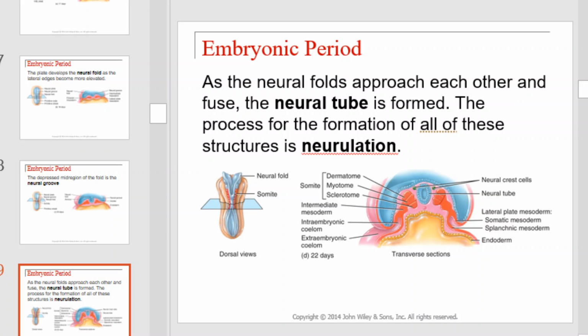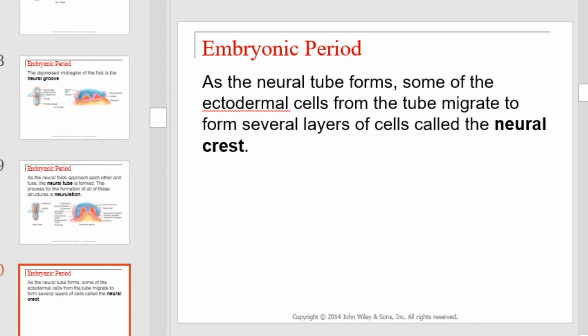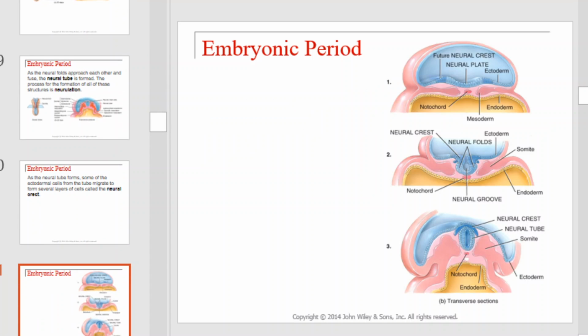As the neural folds approach each other and fuse, the neural tube is formed. The process for the formation of all these structures is referred to as neurulation. As the neural tube forms, some of the ectodermal cells from the tube migrate to form several layers of cells called the neural crests. That's illustrated here.